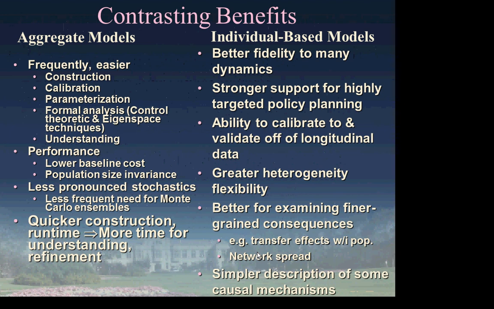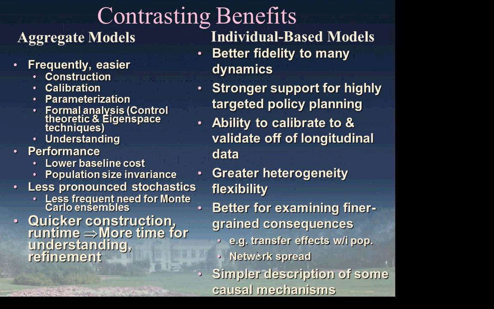So what are the trade-offs between these things? Well, one important trade-off is that aggregate models, as I demonstrated earlier, have much higher performance, and they're often easier to construct. There are fewer moving parts, so they're easier to calibrate. There are fewer parameters that need to be adjusted. They're often easier to collect data for, although that's not always the case, and to formally analyze. We don't know how to analyze right now agent-based models.